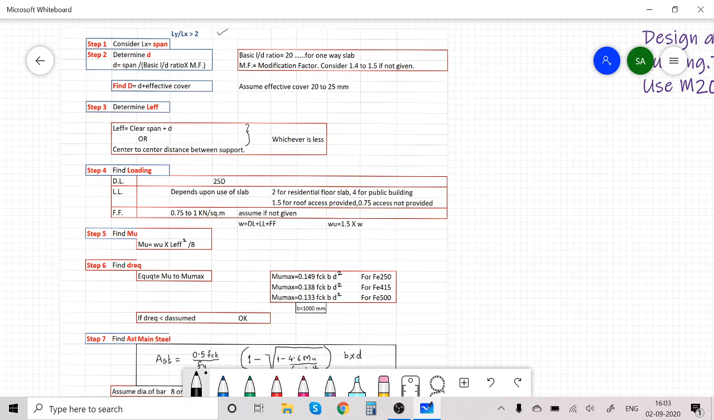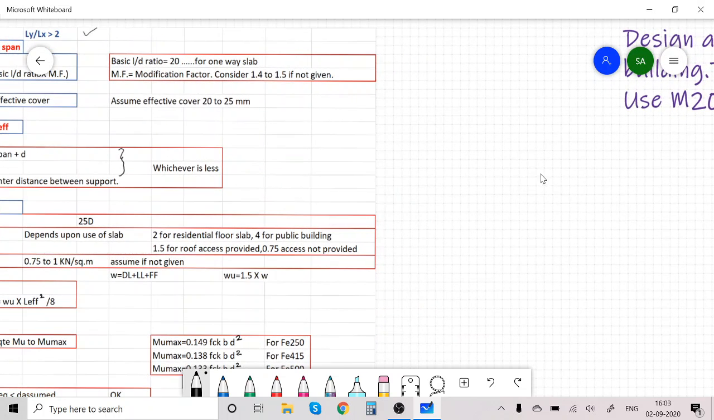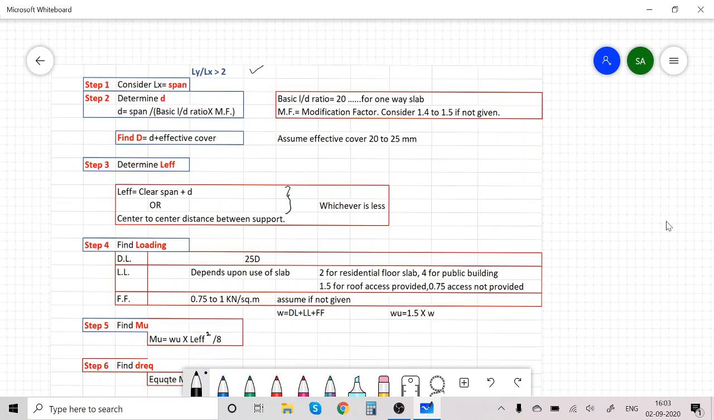Now, in step number 1, we consider the Lx, that is equal to span, and Lx is the shorter span length. So, in step number 1, we decide Lx. Then in step number 2, we determine the effective depth d, small d. It is given by the ratio span upon basic L by D ratio into modification factor.